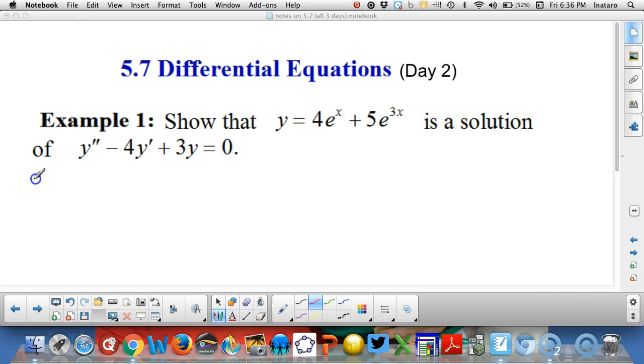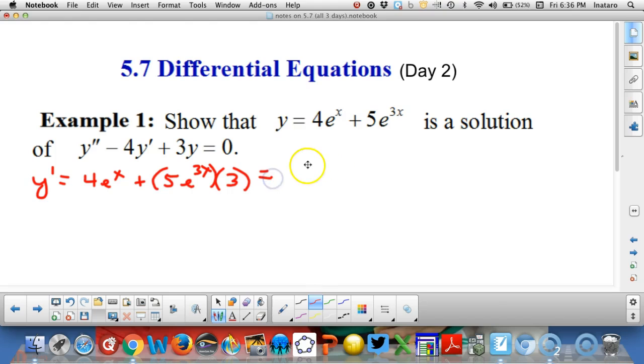So the first derivative, or y prime, would be 4 e to the x plus 5 e to the 3x, but we need to take the derivative of this exponent using the chain rule, and the derivative of 3x is just 3. So our first derivative, if I want to simplify it just a little bit, is 4 e to the x plus 15 e to the 3x.